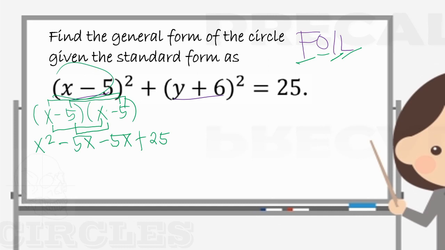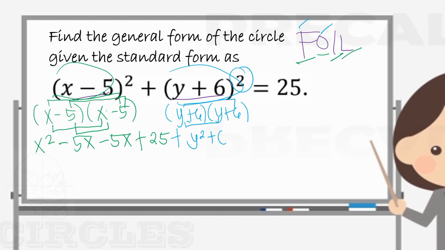And then, sunod nating i-expand is itong y group. So, y plus 6 times y plus 6 since naka-square siya. So, again, first terms, so y times y is equal to y squared. And then, outer, y times positive 6, magiging 6y. And then, inner, positive 6 times y, so magiging 6y ulit, plus 6 times 6 is equal to 36 is equal to 25.